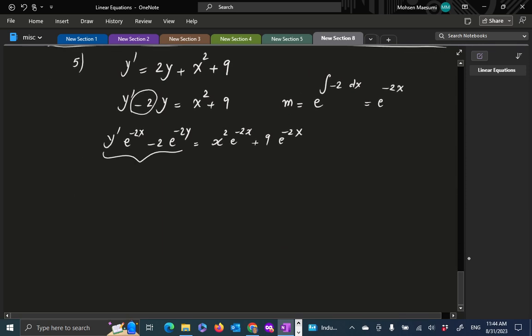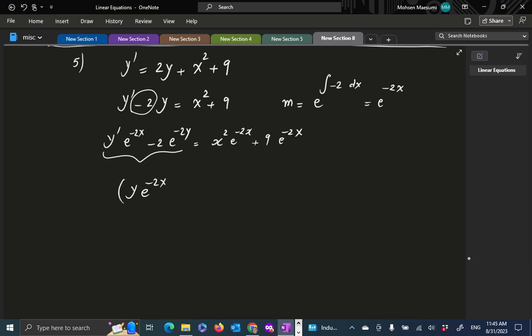The left hand side is the easy part. So y times the exponential of minus 2x. If you take this thing and differentiate, you get y prime times the second component, plus the derivative of this, I forgot, this is minus 2 times the exponential of minus 2x times y. So now I have this stuff on the right hand side.